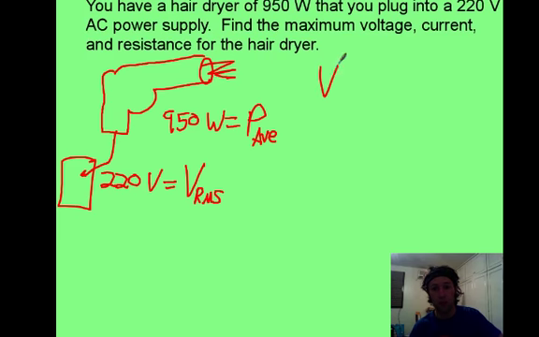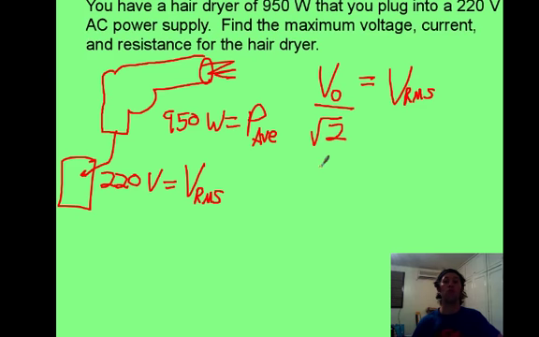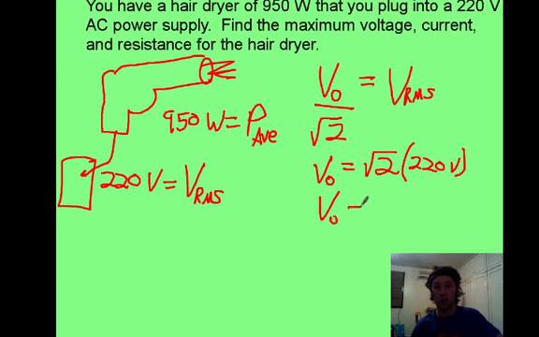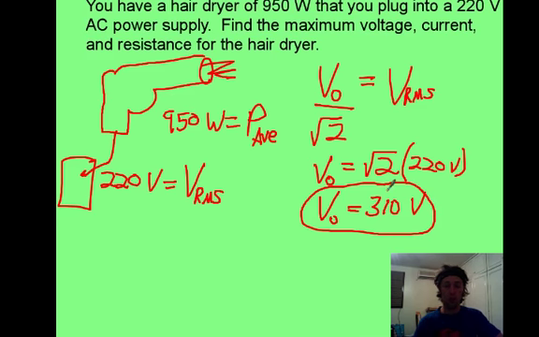Maximum voltage, that should be easy. We should call that V sub 0, and we know that V RMS is going to be equal to V max divided by the square root of 2. So once you rearrange this, V0 is going to be square root of 2 times the 220 volts. That's going to give us a V max of 310. It's pretty high voltage, but it's only for a split second.